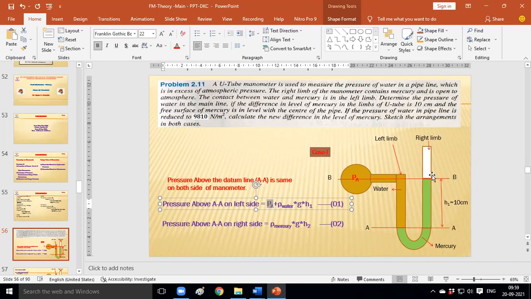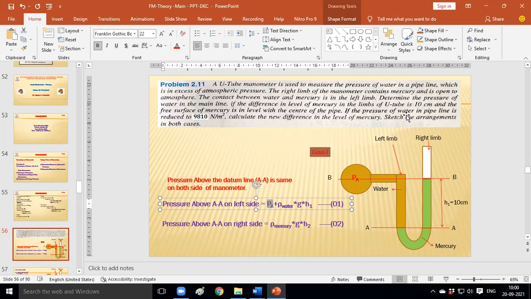Now what is the equation for absolute pressure? The correlation between absolute pressure, atmospheric pressure, and gauge pressure: absolute pressure is equal to atmospheric pressure plus gauge pressure. And here, which one is the gauge pressure? The pressure measured by the manometer is the gauge pressure.